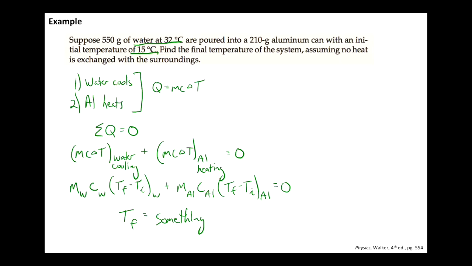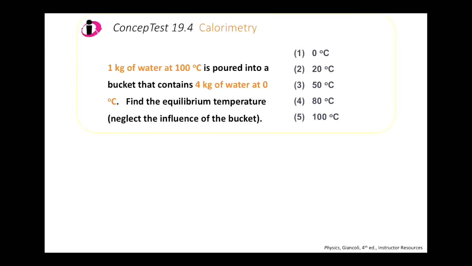Do you see how the problem sort of sets up, though? Things are changing temperatures. I need one term to account for every object in the system that's changing temperature. Okay? So, how about a quick calorimetry problem of your own? This one you should be able to do really without any calculation, just by using the ideas that we've talked about.